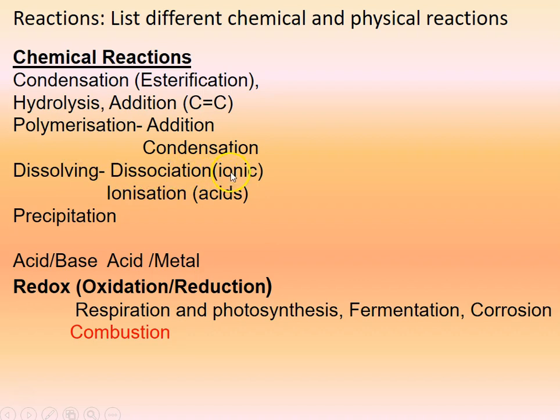Dissolving, so just adding ionic compounds to water or acids to water produces heat. The reason that we're interested in all of these is they either produce heat when they happen or they take in heat for them to happen. Precipitation reactions, when you add 2 ionic solutions together. Acids and bases are generally exothermic, giving off heat. Acids with metal are exothermic, giving off heat. And then all our redox reactions.